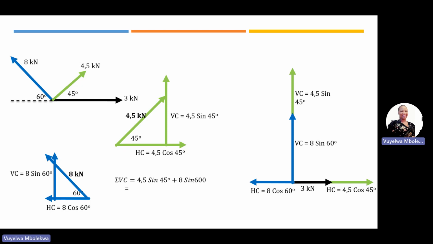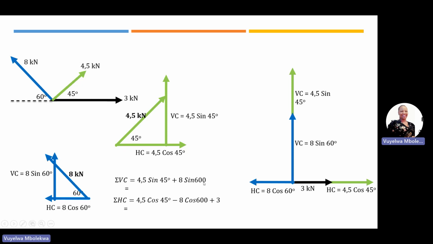Sum your vertical components. Both of them are positive because they are facing up, northward, so you just add them together. If there was one that was facing south, you would subtract it. Then you do the same with your horizontal components. You add these two, the 3 kilonewton and the horizontal component of the green force, because they are going east. But the one that is going west, you subtract it. Hence, you have here minus 8 cos 60.